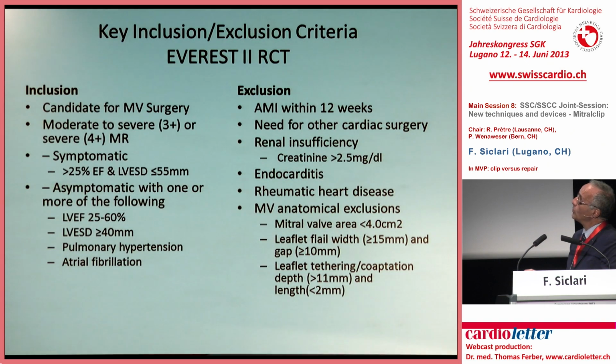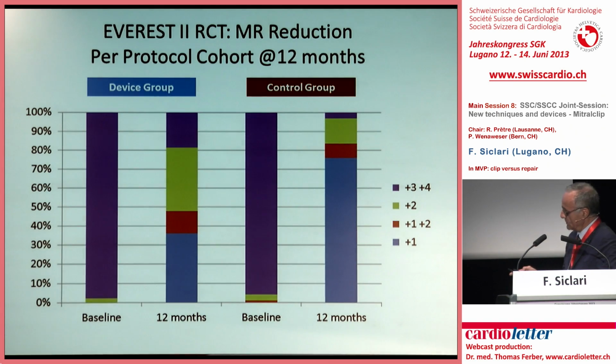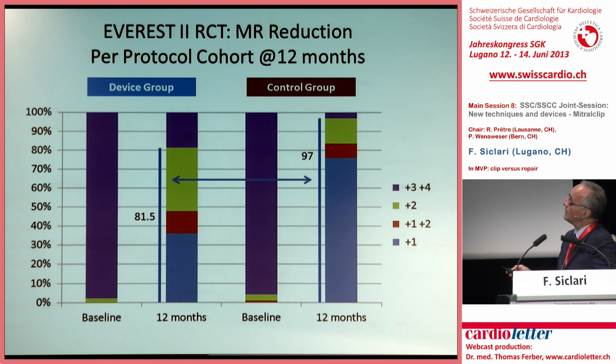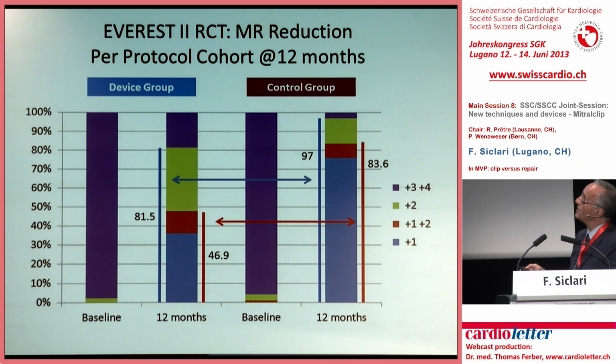So what we know is that the first data on the EVEREST 2 trial was that there was no big difference between the two techniques, I mean the device group and the control group, which is mainly surgery. And as a matter of fact, this is the view of the cardiologist, in which 2+ mitral insufficiency is considered not so bad, and this is probably the way the surgeon would look at this data, and this is quite different.